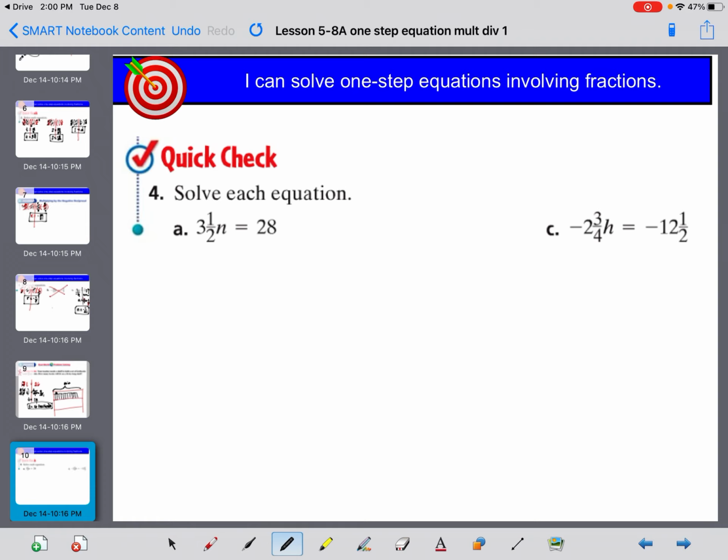Now, here are two more problems that involve a mixed number coefficient. Start by changing them to improper and then solve. Pause the video, complete the task, and then come back to compare your answer to mine.